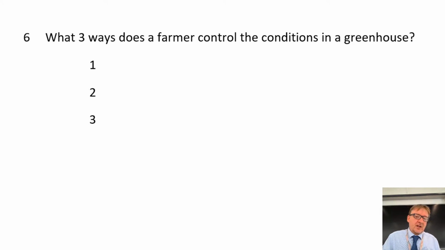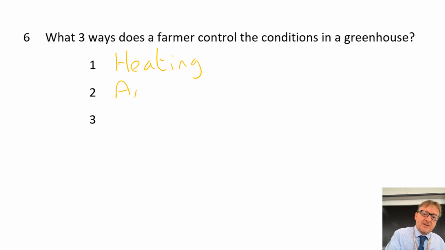Question number 6. What 3 ways does a farmer control the conditions in a greenhouse? What he'll do is add heating if he needs to, because obviously if it's too cold they're not going to grow. He will also add in artificial light, in the form of LEDs or bright lights, because obviously in Britain it's mostly cloudy, so they're going to add artificial lighting.